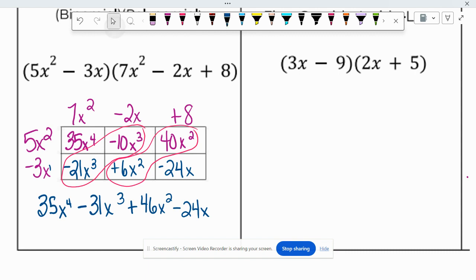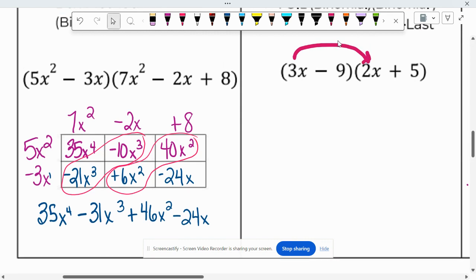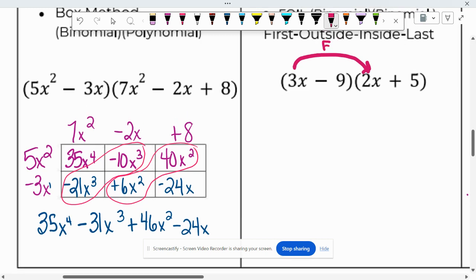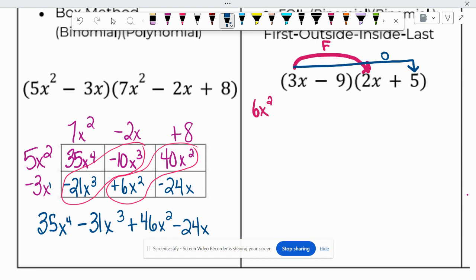Okay. Our next example says that we're going to use FOIL. Remember FOIL: first, inside, outside, last. First term of the first parenthesis times the first term of the second parenthesis. So 3x times 2x is 6x squared. Outside, 3x times 5. This is the outsides, right? 3x times a positive 5 is a positive 15x.